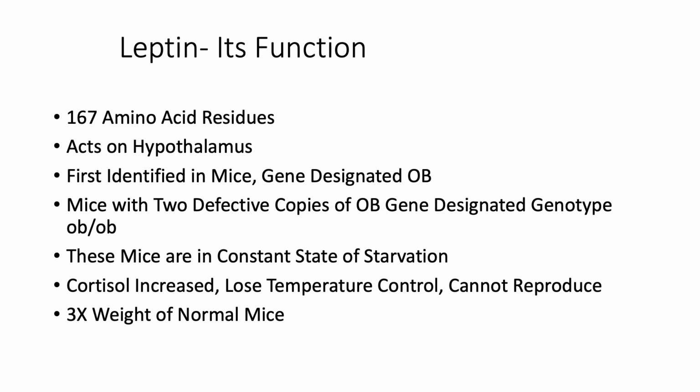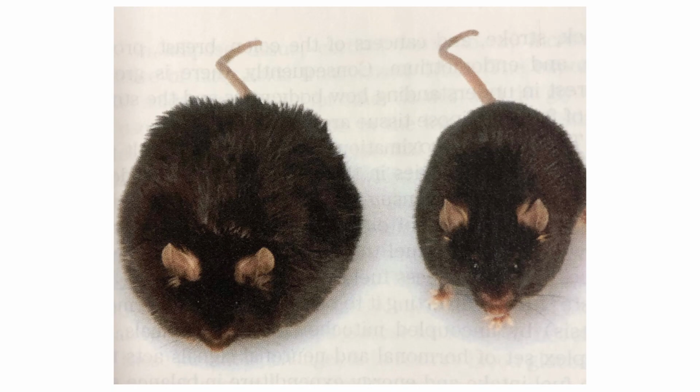Leptin is 167 amino acid residues. It acts on the hypothalamus. It was first identified in mice designated as OB. Mice that have two defective copies of the OB gene are designated genotype OB/OB, and these mice are in a constant state of starvation. The cortisol is increased. They lose temperature control. They cannot reproduce, and they are 3 times the weight of normal mice.